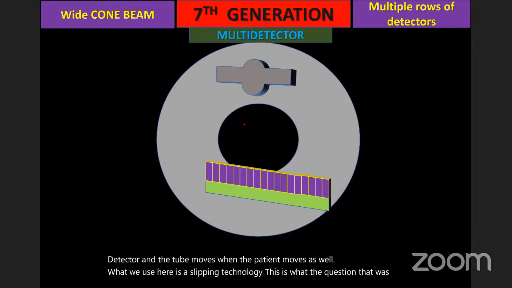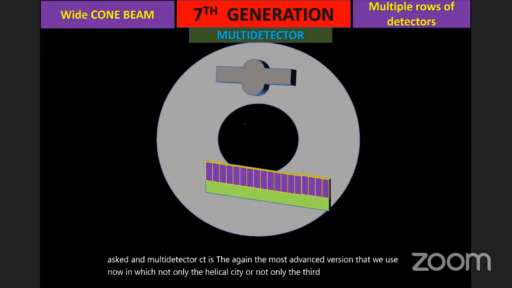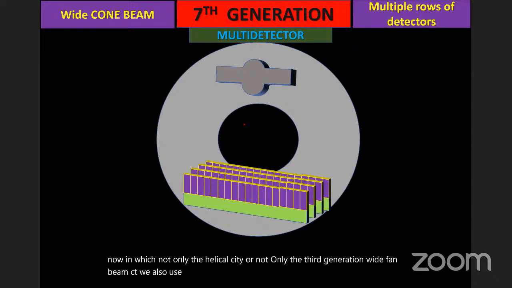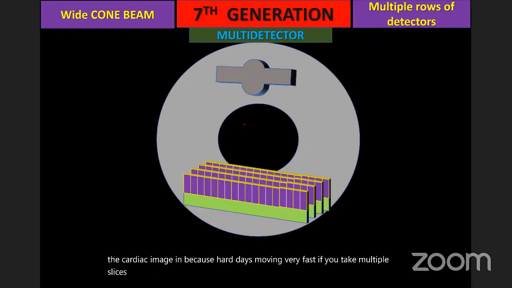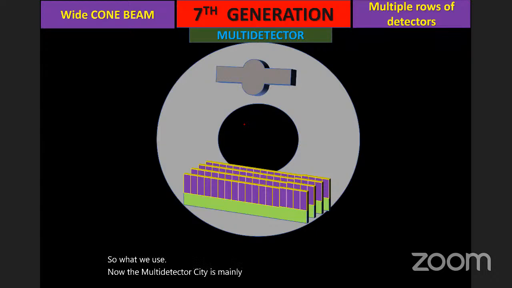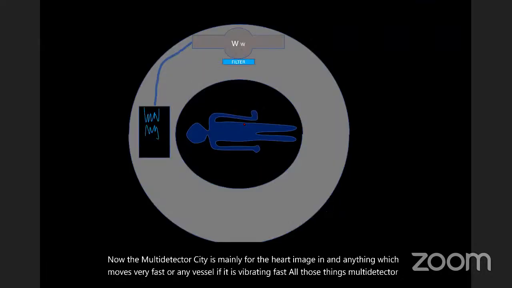And multi-detector CT is the most advanced version that we use now, in which not only do we use helical CT or the third generation wide fan beam CT, we also use multiple rows of detectors. This we can mainly use for cardiac imaging, because the heart is moving very fast. If you take multiple slices, at each slice the heart is at a different position, and the image will not be clear. So the multi-detector CT is mainly for heart imaging and anything which moves very fast, or any bowel if it is vibrating fast. For all those things, multi-detector CT is of much use.